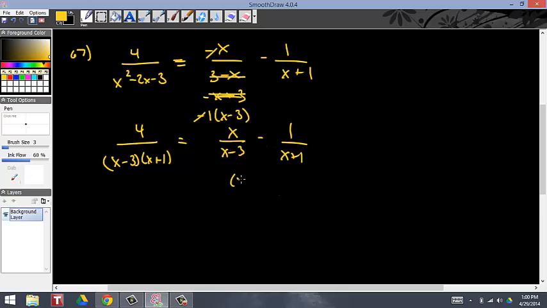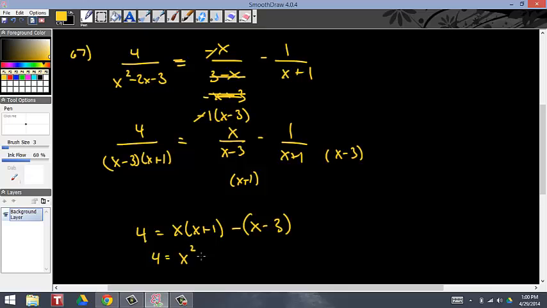Each one gets something that's missing. The middle term gets an x plus 1. The right gets an x minus 3. So in an equation, what happens to the denominators after you find all common denominators in a rational equation? At least they go away. You get 4 equals x times x plus 1 minus x minus 3. Now, when you subtract x minus 3, is it subtracting the whole thing or just x? The whole thing. So be careful with that.